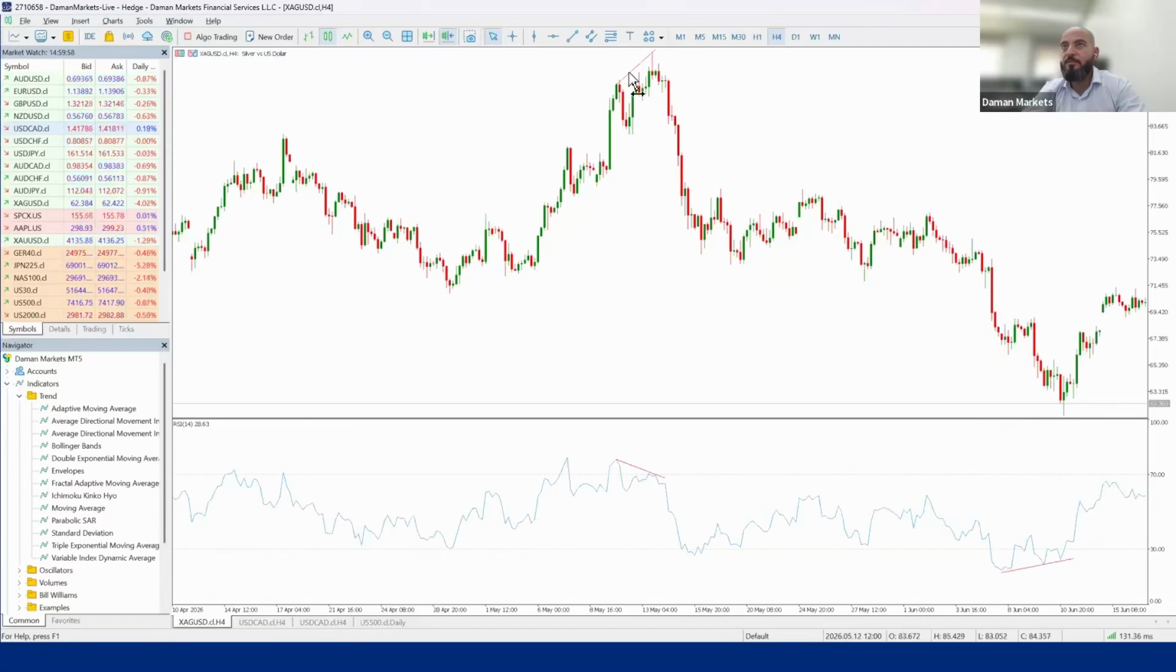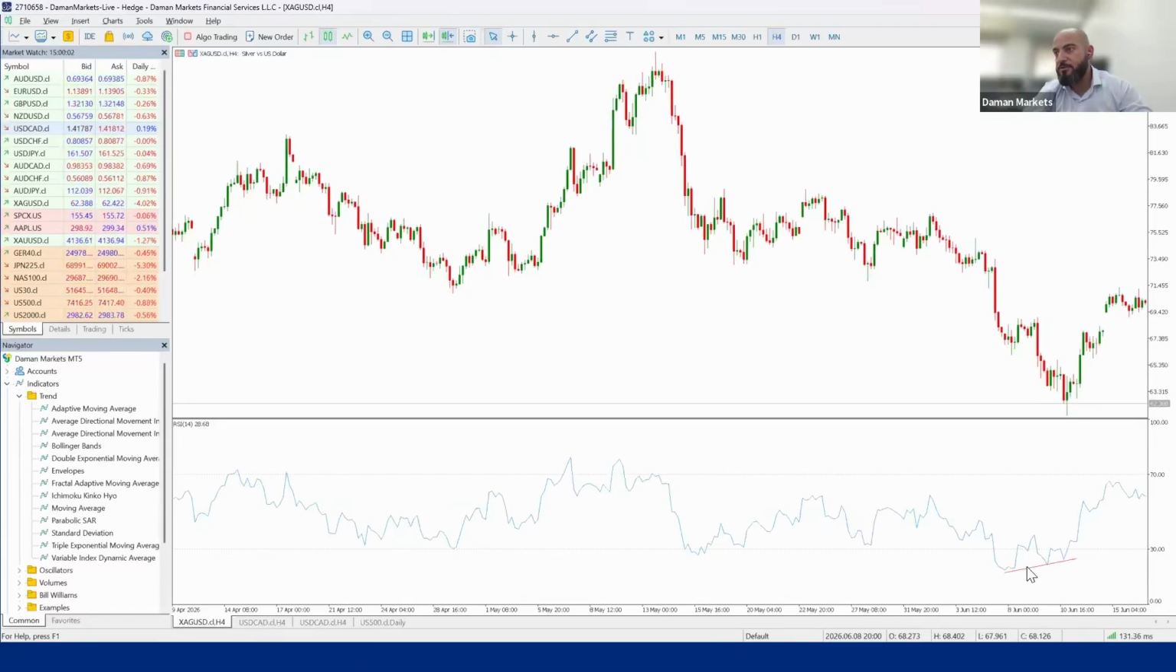I'm going to draw a line. I'm going to remove these lines just to simplify things. And I'm going to draw a new line comparing this top here with this top here. Notice how price is below the previous top.